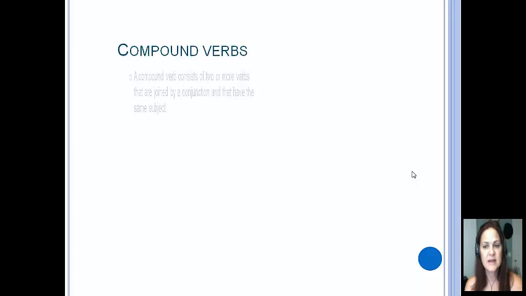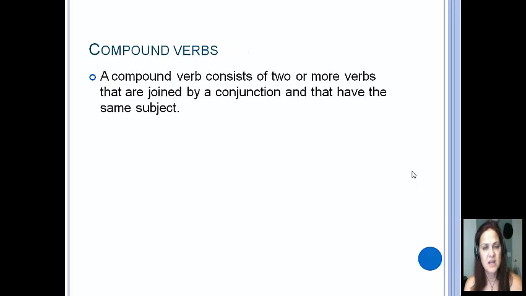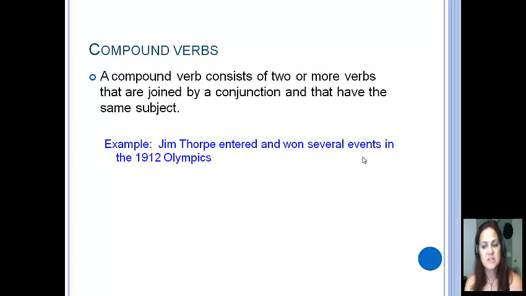Okay, let's go ahead and look at compound verbs. A compound verb consists of two or more verbs that are joined by a conjunction that have the same subject. Example: Jim Thorpe entered and won several events in the 1912 Olympics.